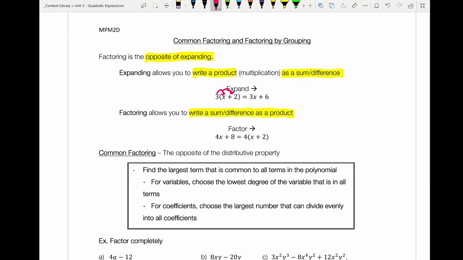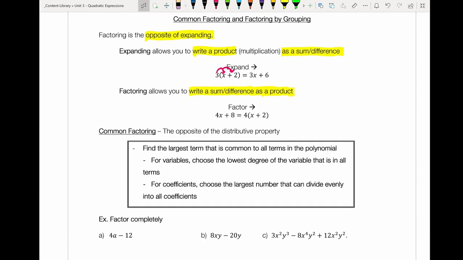Common factoring is basically, again, the opposite of distributive property. So distributive property, remember we had a term outside the brackets that we would multiply through. Common factoring is the opposite, where we're taking that term that we multiplied through and putting it back in front of the brackets. And so what we want to do when we're common factoring is find the largest term that is common to all terms in the polynomial.